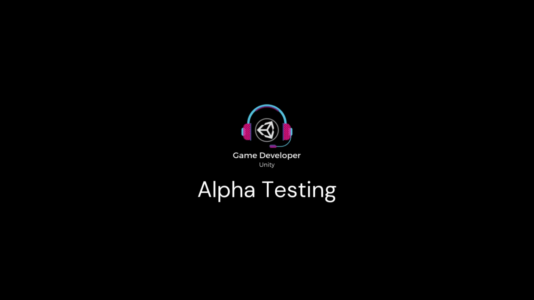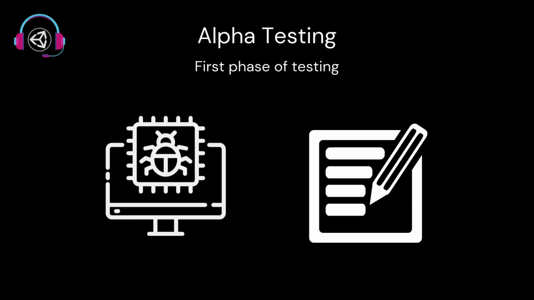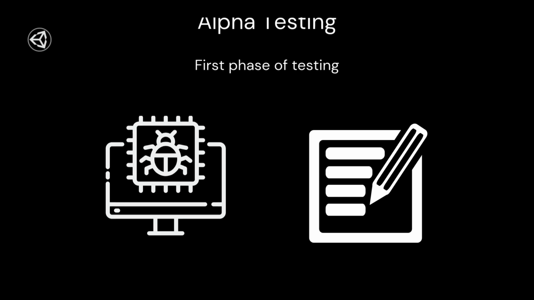Alpha testing. Alpha testing is the first phase of testing where a game is checked for bugs and feedback by internal teams or a small group of trusted players. The game is still rough at this stage. Think of alpha testing as the dress rehearsal before the big show. Developers playtest the game to find major bugs and refine core mechanics before moving to beta.